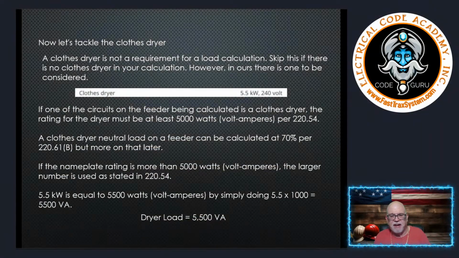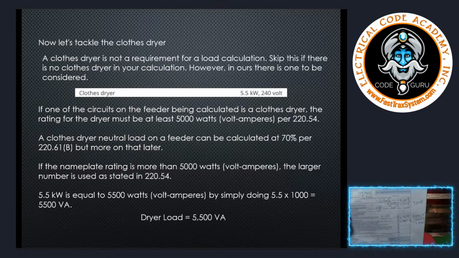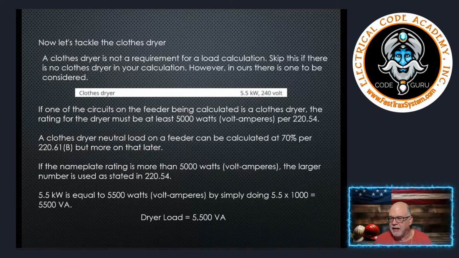So I'm going to take that 5,500, and I'm going to multiply that by 70%, or 0.70. If we convert it to decimal, always easier to convert to decimal, 0.70. So 5,500 times 0.70 equals 3,850. That's my neutral portion for this clothes dryer. So I'm going to write that down so that I've got it: 3,850. Easy peasy. So we've got 5,500 for our ungrounded conductor in our load calc, and as you can see, I got 3,850 for the neutral for that.